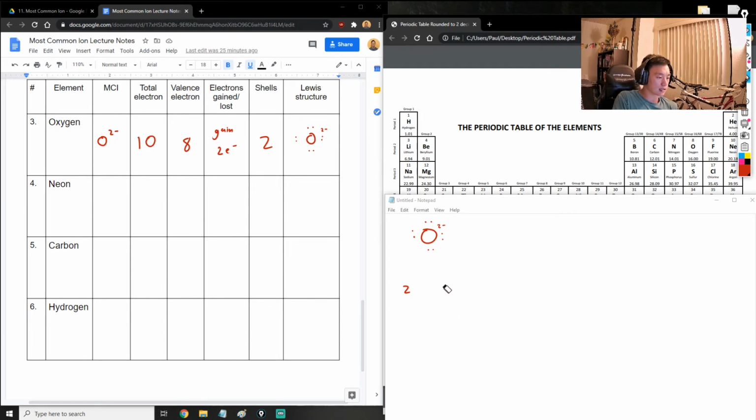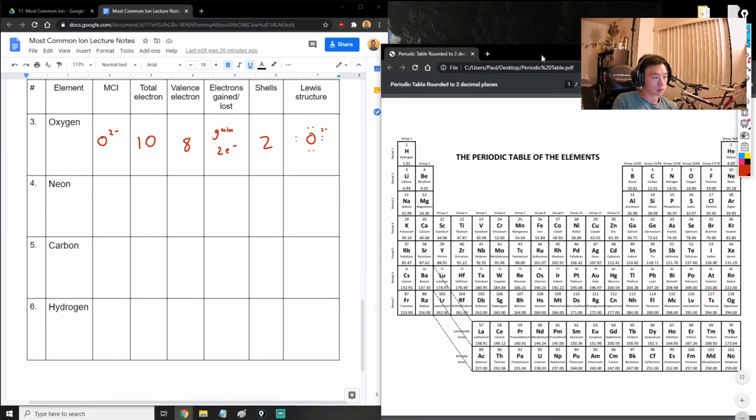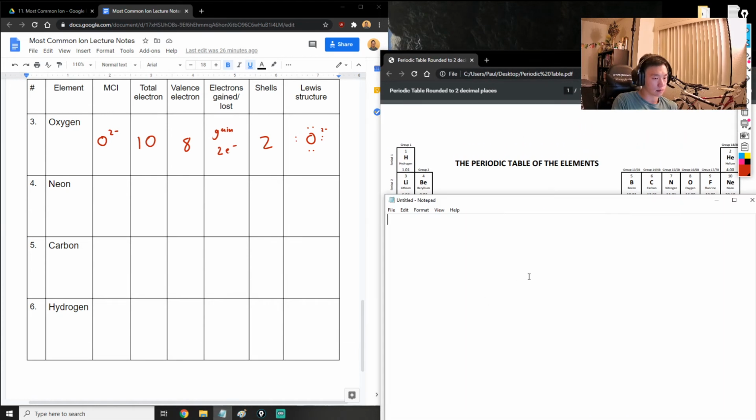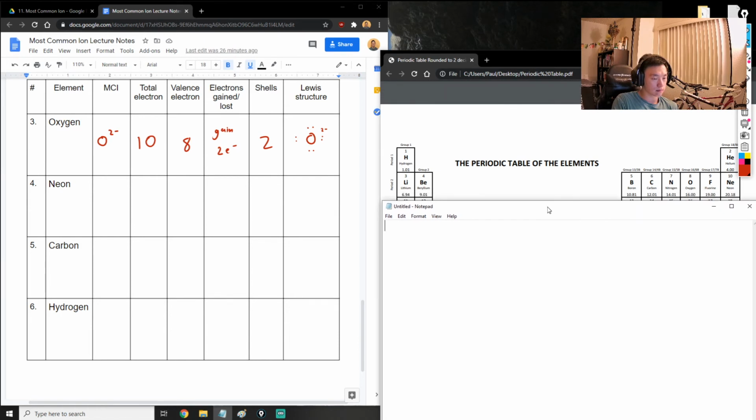So if you guys can, take a second to draw the Lewis structure for neon. Alright, so neon is in the second row. That means it has 2 shells. And neon has 1, 2, 3, 4, 5, 6, 7, 8 valence electrons. Okay, let's try to figure out the MCI. So let's try to figure out if neon wants to gain or if it wants to lose.